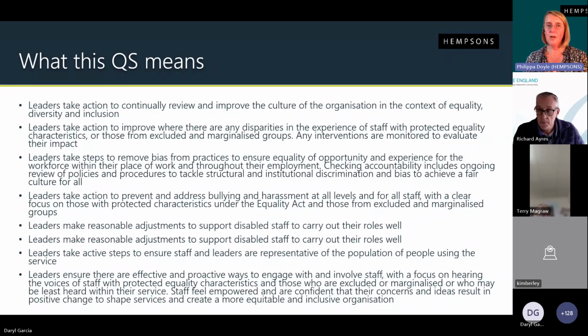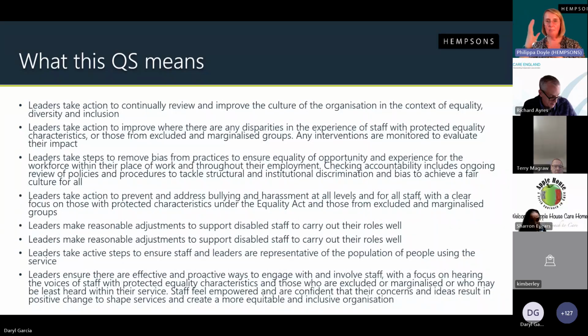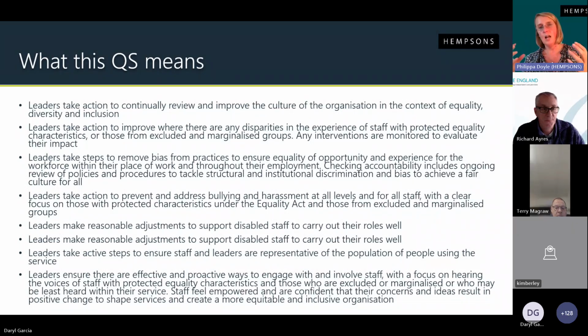We take steps to remove bias from practice so that we've got that equality of opportunity and experience. We don't have a situation where the only person that's ever going to get to be registered manager is a white middle class ex-nurse who's worked her way up through the organisation. There's scope for anybody across the organisation to have that training, have that development, get additional qualifications and work their way up through the organisation. We're checking on that accountability.